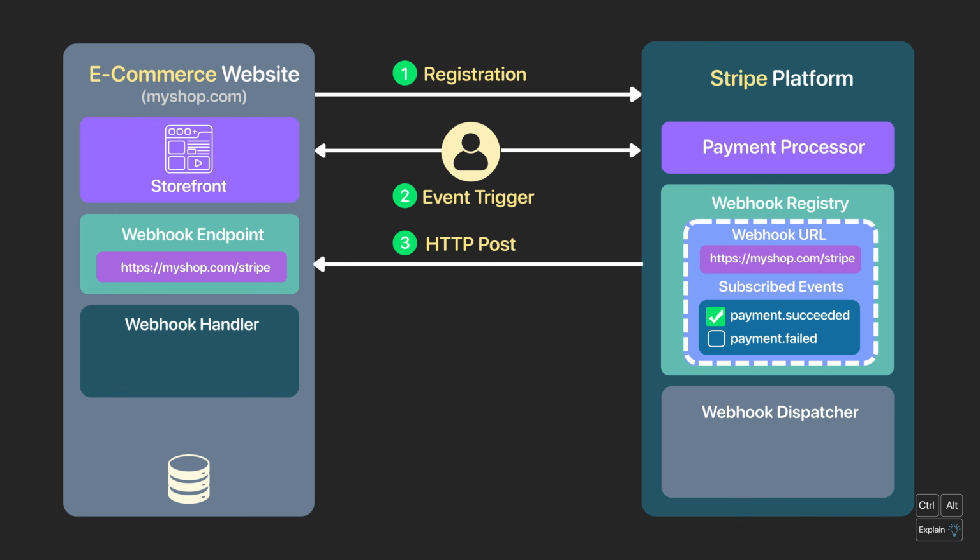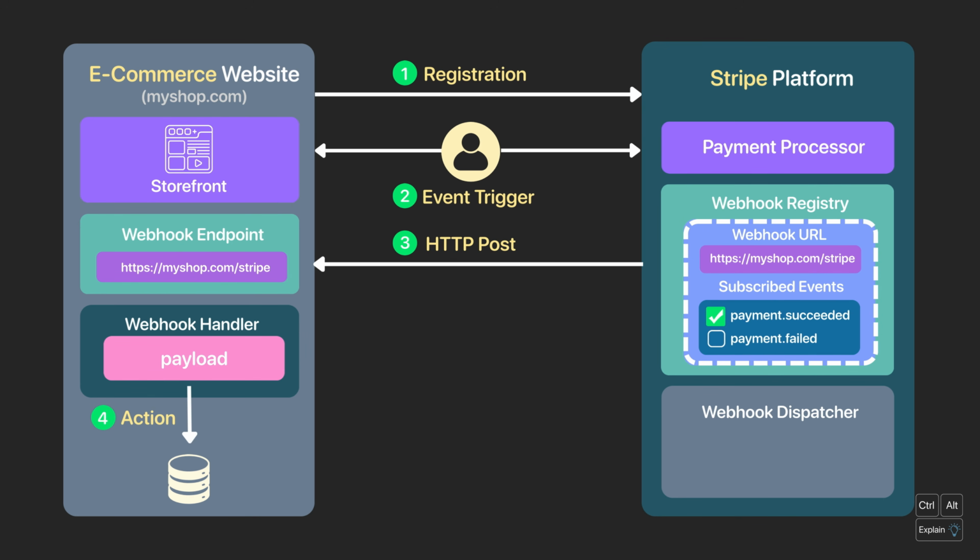Third step is the POST request. Stripe's server immediately creates an HTTP POST request. It bundles up all the data about that sale into a JSON file, the amount, the currency, the customer ID, and fires it off to the URL you registered in step 1.